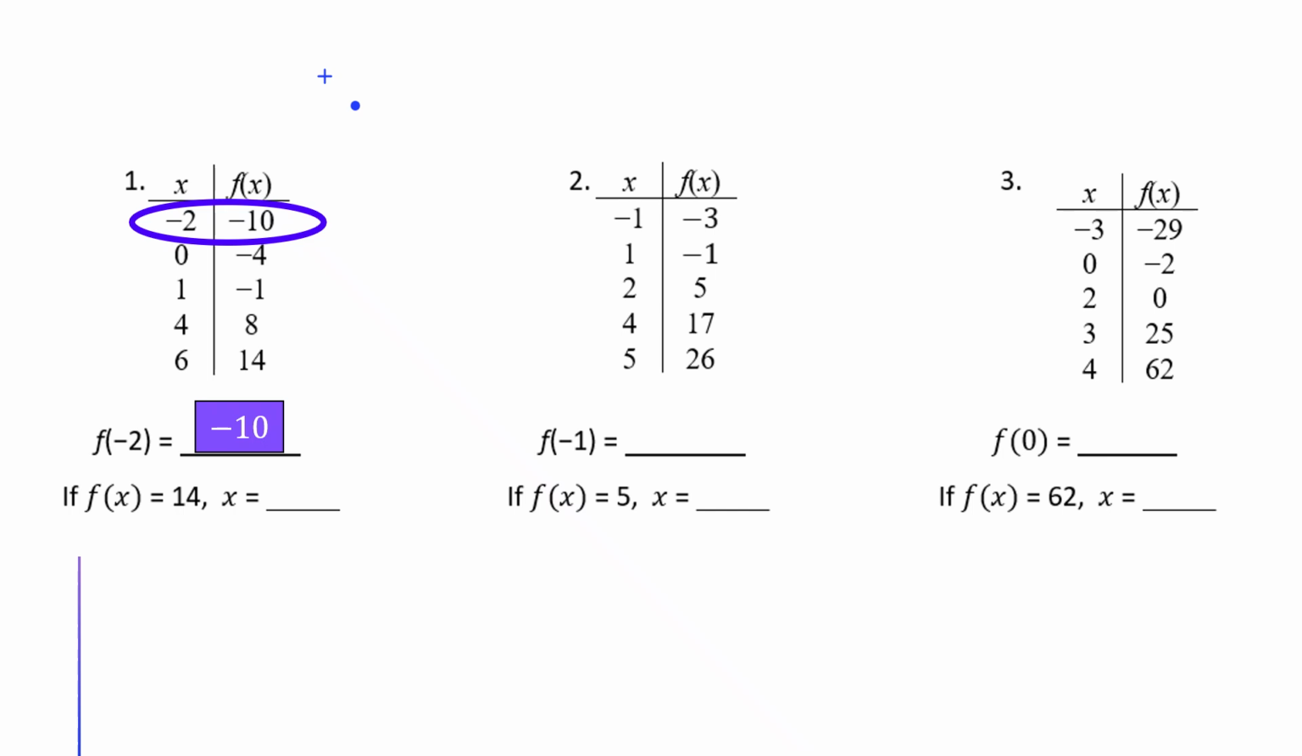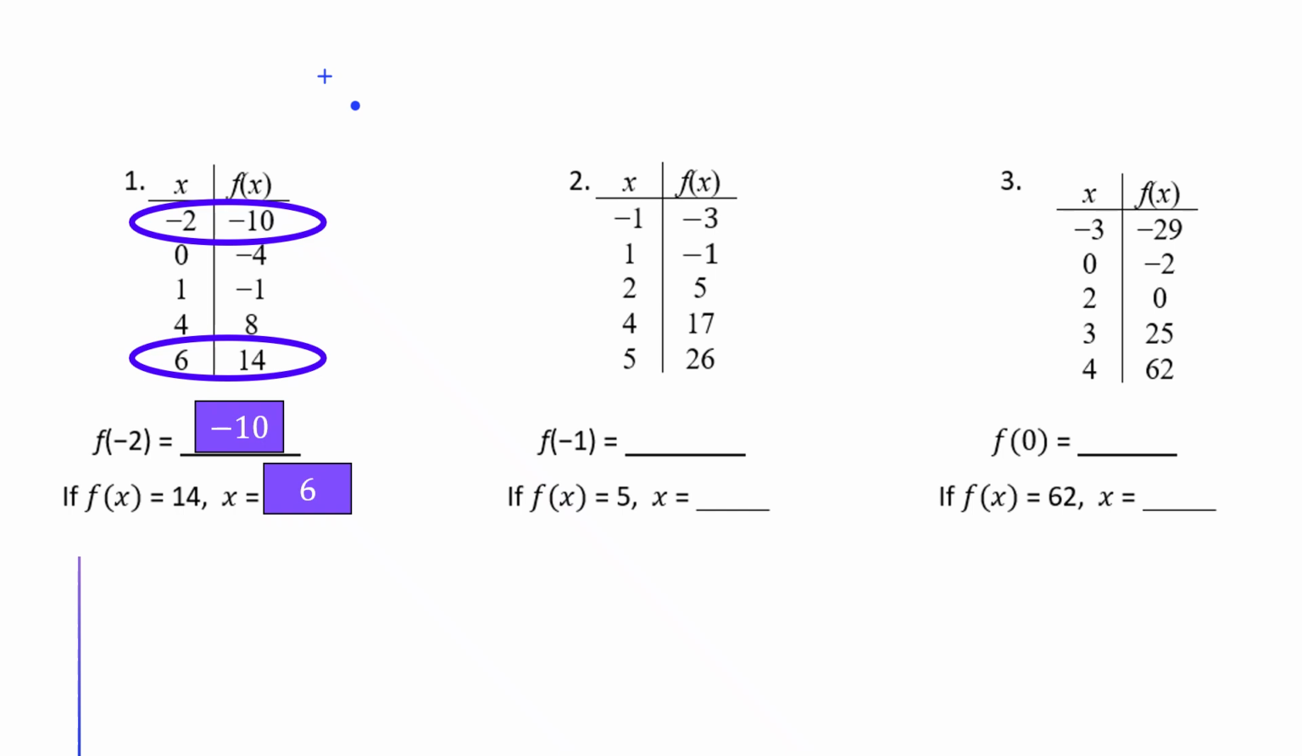And then if we were to look at this in the opposite direction, it asks us to find the x value if f of x is equal to 14. We'll use the table and find where f of x is equal to 14. That's this right here. At that point, x was 6. So when f of x is equal to 14, x is equal to 6. Go ahead and pause the video and try out 2 and 3 without me, and then come back and unpause to check your answers.